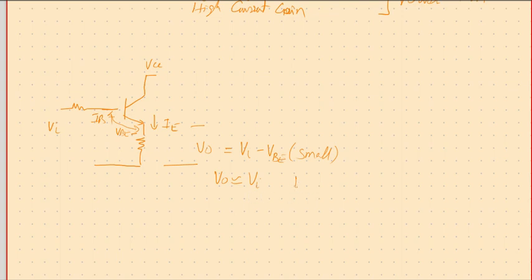That means the voltage gain is less than 1, but almost equal to 1. Not equal to 1, almost equal to 1, less than 1. But how about current gain? Current gain is definitely IE by IB, which is very much greater than 1.